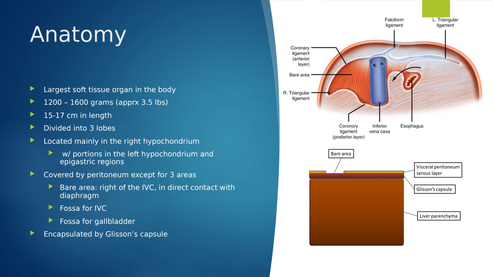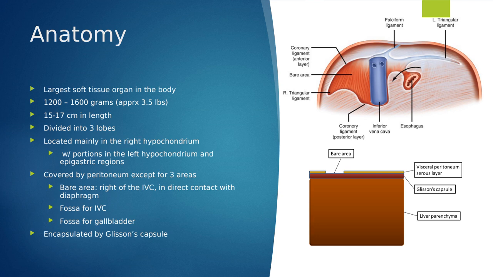Typically, we divide the liver, as we know, into 3 specific lobes. We'll talk all about that. The majority of our liver tissue is going to be located in that right hypochondrium region, with portions of the left lobe extending into the epigastric region, and sometimes extending even further into the left hypochondrium region, depending on how big our patient's anatomy is.